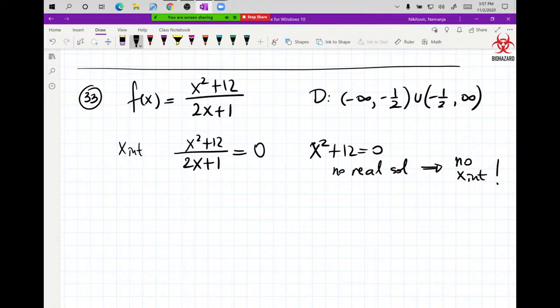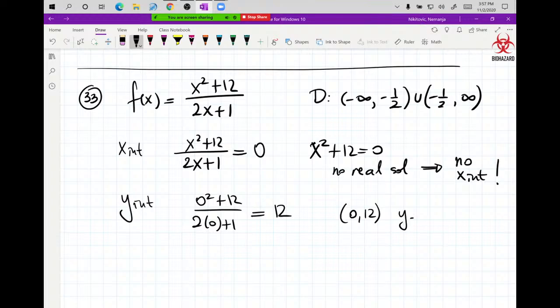Now again, we don't like that because we have less information to graph. Such is life. The y-intercept is when we set x equal to 0. And in our case, 0 squared plus 12 divided by 2 times 0 plus 1. The whole thing is 12. So we have a (0, 12) y-intercept. So (0, 12) is something that we will be graphing.